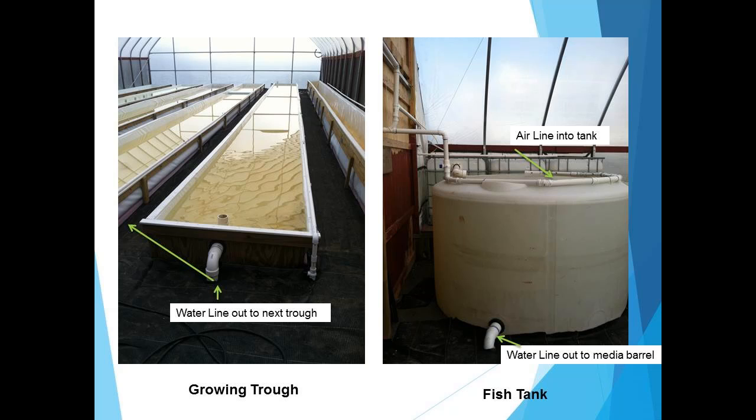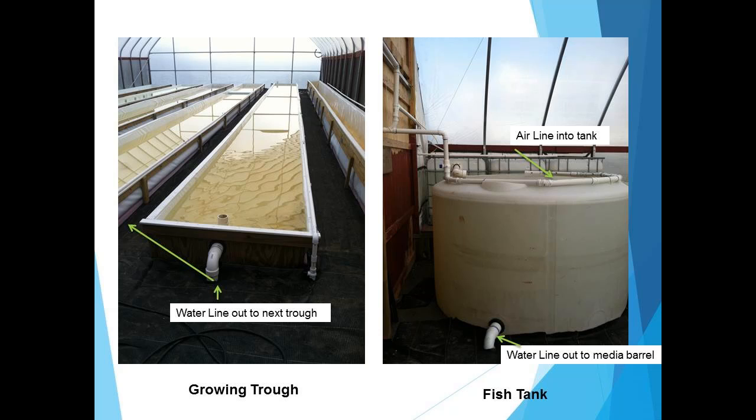You can see this pipe here, that's an air pipe. So there are air stones in each one of these troughs about every 8 to 10 feet, providing oxygen into the water because you're growing in water. Plants don't necessarily need soil to grow, but they do need water, and they also need oxygen. So you're putting oxygen into the water through that air blower.